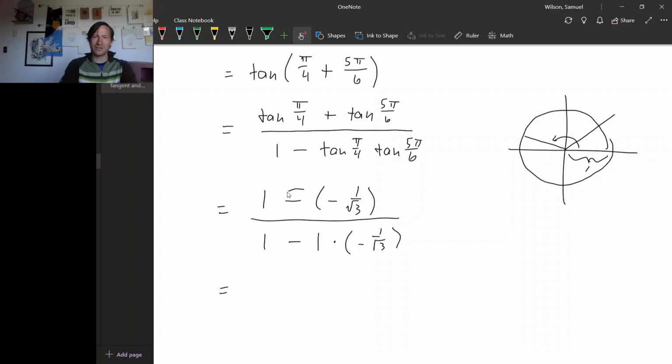And I made a mistake here. This minus sign here should be a plus. Okay, so we get 1 minus 1 over root 3. Sorry, 1 plus 1 over root 3 over 1 minus 1 over root 3. Okay, it's okay as an answer, but we can clean this up.